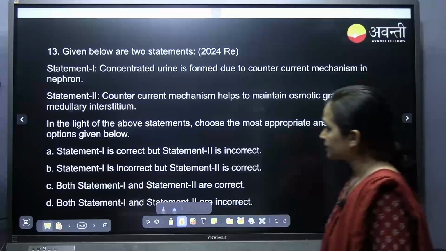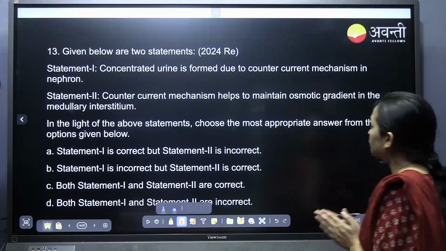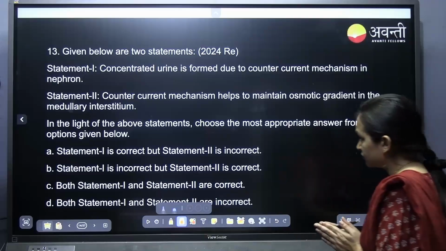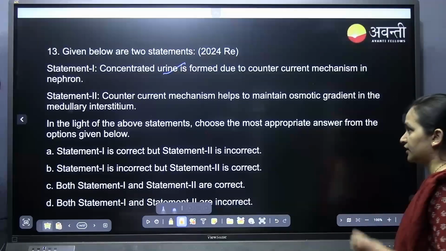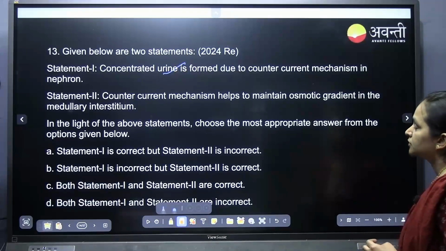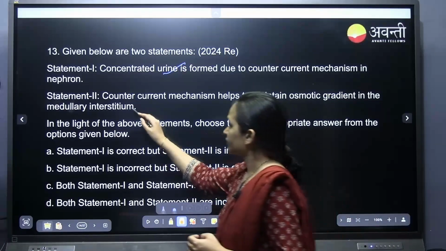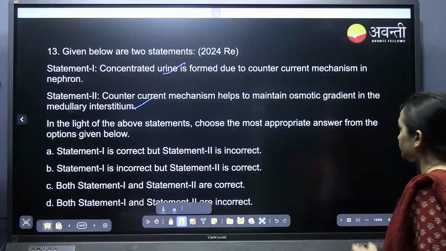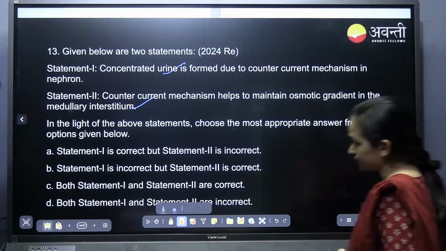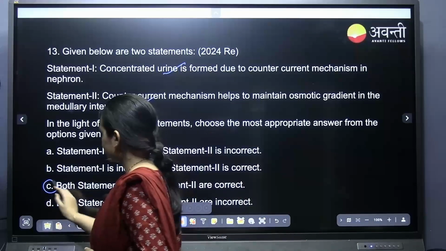Given below are two statements. Statement 1, concentrated urine is formed due to counter current mechanism in nephron. Yes, concentrated urine is formed due to counter current mechanism in nephron. Statement 2, the counter current mechanism helps to maintain osmotic gradient in the medullary interstitium. Yes. Both statements are correct. Both 1 and 2 are correct, which means C is the correct answer.